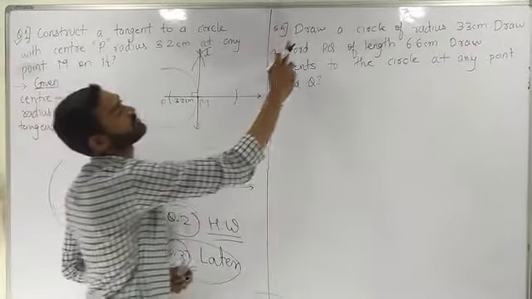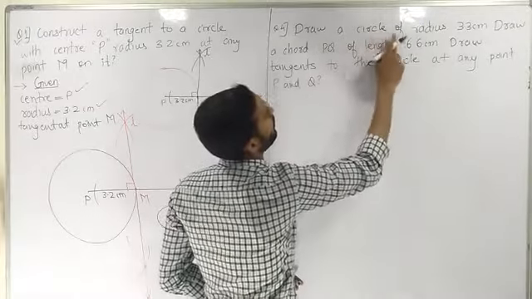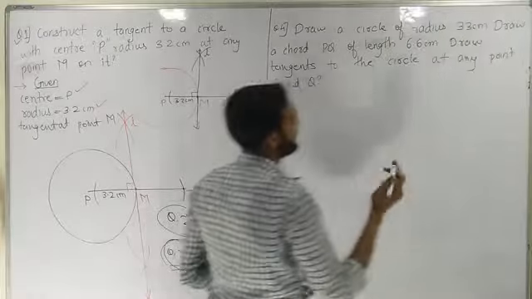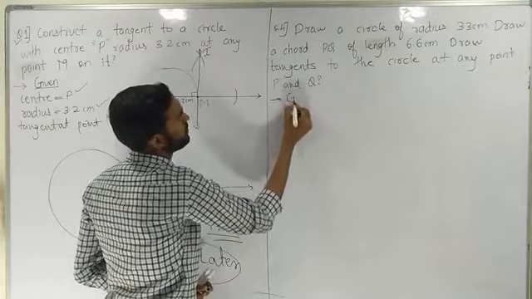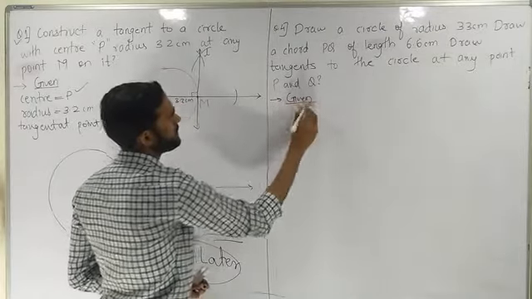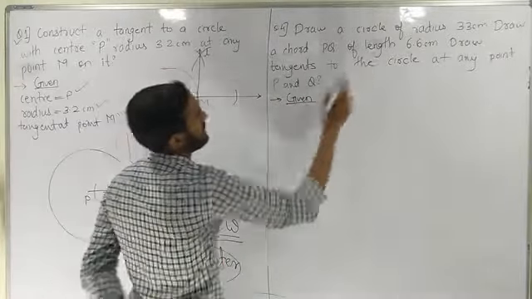Now the fourth question is, draw a circle of radius 3.2 centimeter. What is my first point? To write given. What is given? Radius is given.